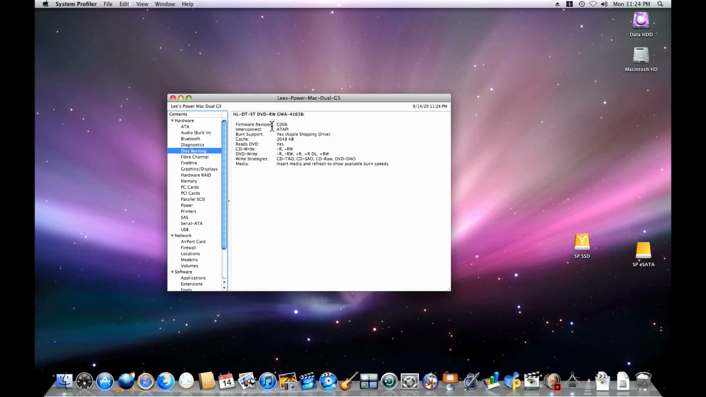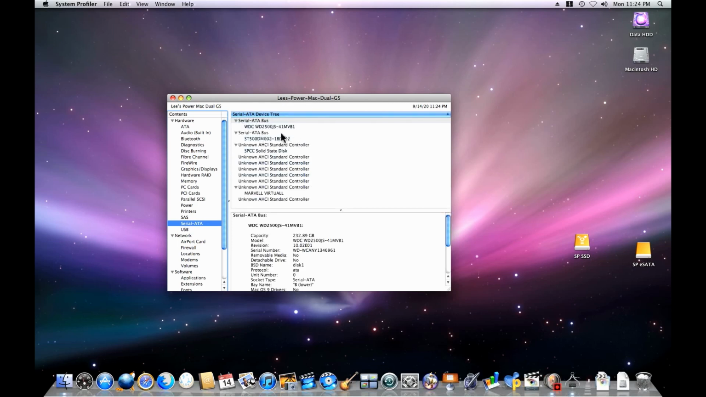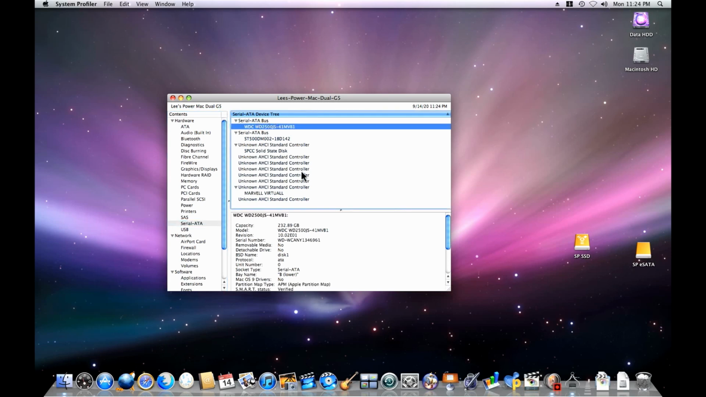The DVD CD writer is there. Look in ATA. That's there as well. All right, this is all good. Serial ATA shows us our two drives here. Western Digital, we also have a Seagate drive. Okay, so we have all the storage that we were looking for.